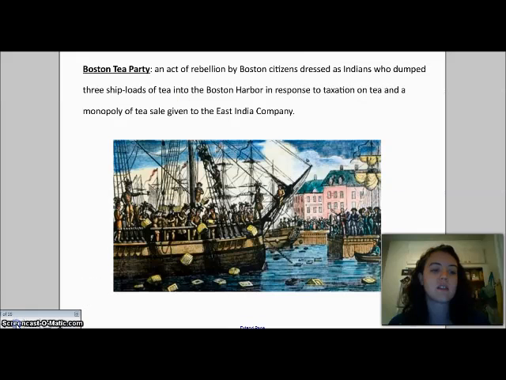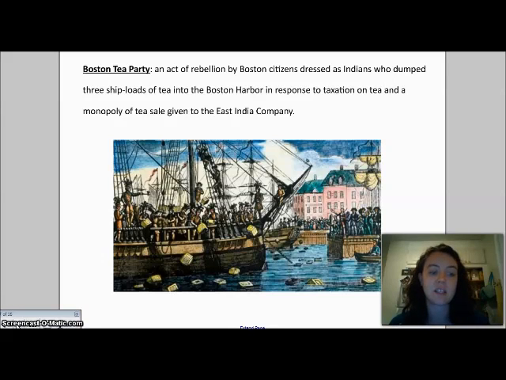And the other event was the Boston Tea Party, which was the act of rebellion. It was basically against the tea tax part of the Townshend Acts. And our Boston citizens dressed up like Indians and dumped 3 shiploads of tea into the Boston harbor. And remember, that was 342 cases of tea that they dumped into the harbor and ruined. And this really made Great Britain very, very angry.